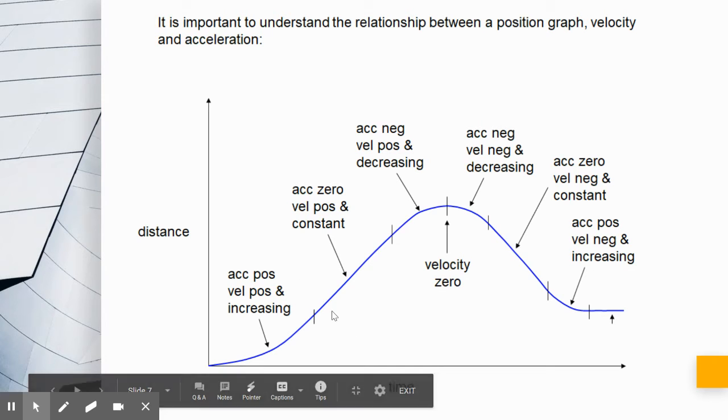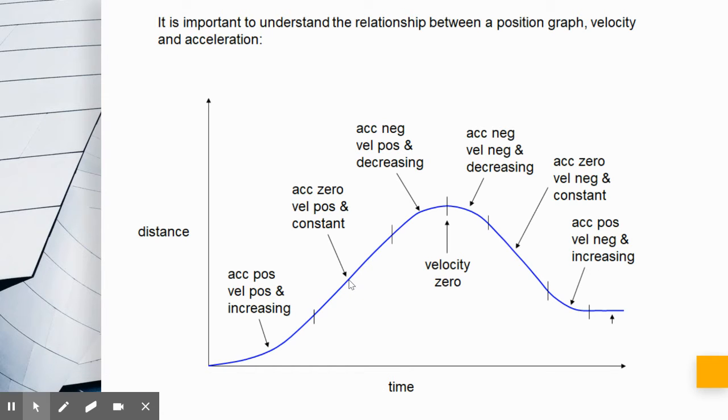Okay. Next up, my velocity here is going to be a positive velocity, but notice I have no bend. So therefore my acceleration is 0. I may have a velocity of 50 miles an hour, but I'm not changing my velocity, so I have no acceleration.